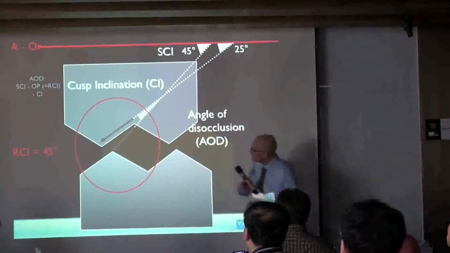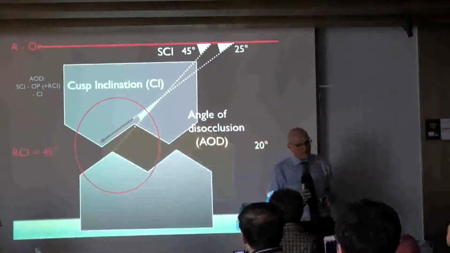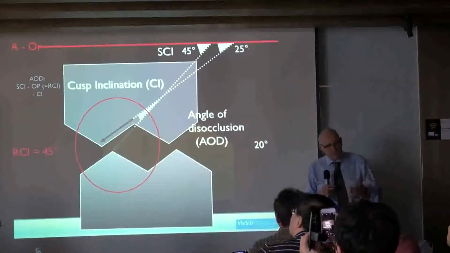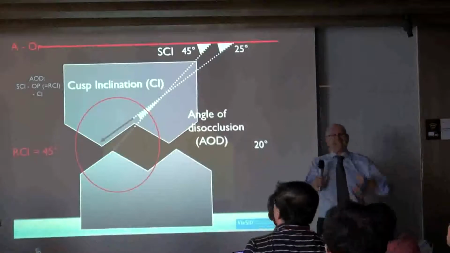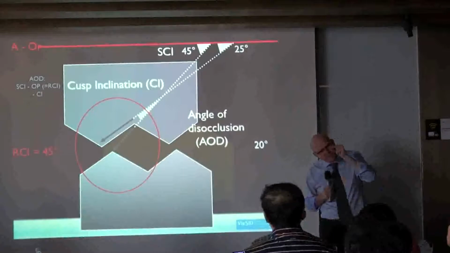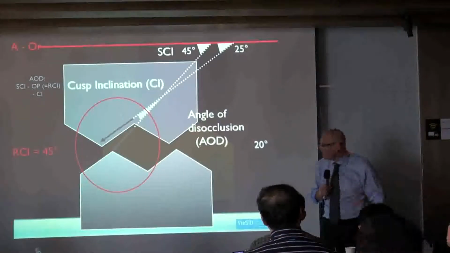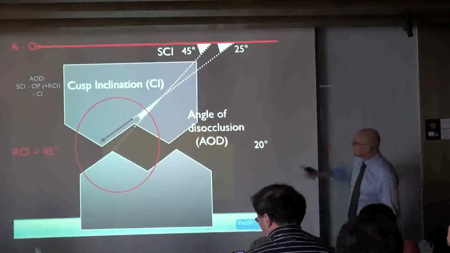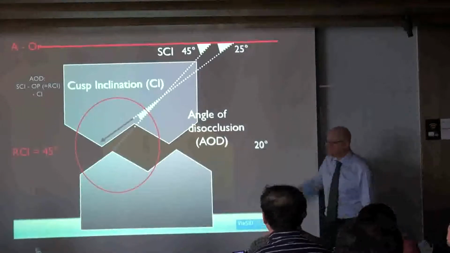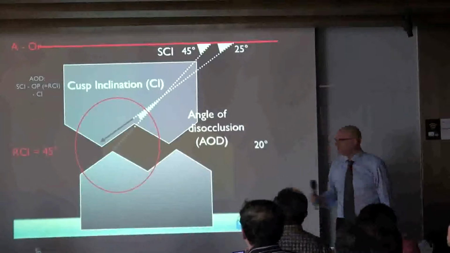We want a little space in between here, in the molar area, not to have interference. 10 degrees, because if the patient is strongly pressing and grinding, there should be some space in between, not to touch the teeth. Yeah? So in this case, angle of disclusion is 20 degrees, which would be a little bit too much, but this is only an example.